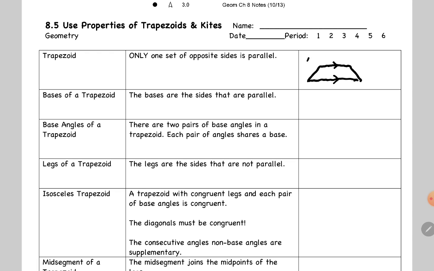If I were to label this A, B, C, D, then AB and DC are bases. They are the sides that are parallel to each other.